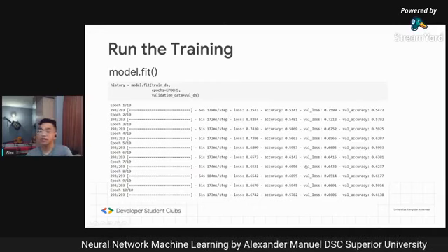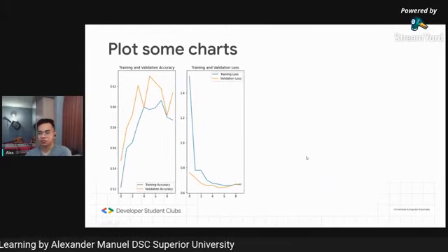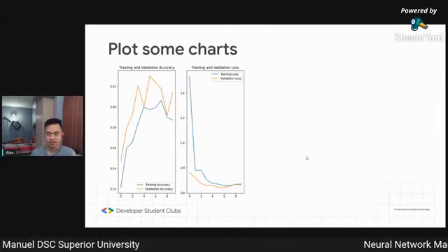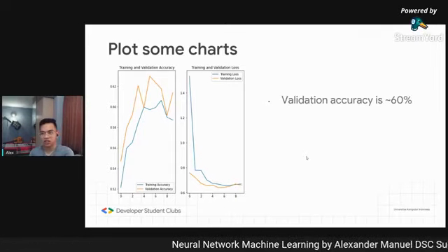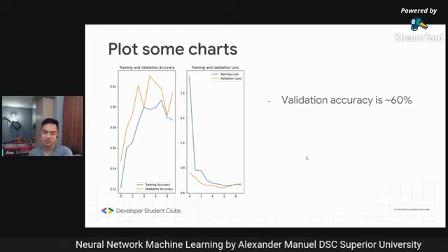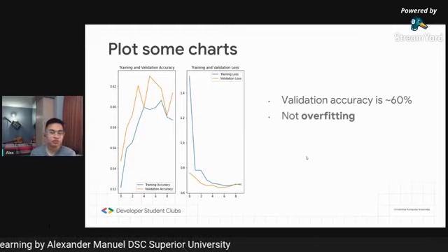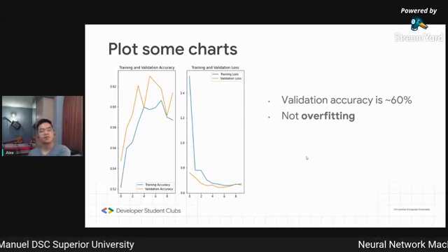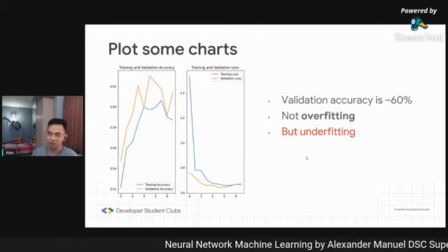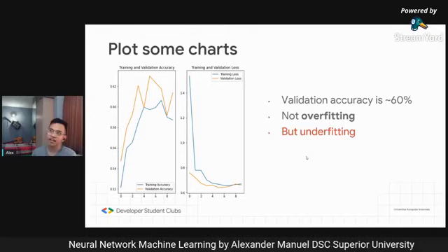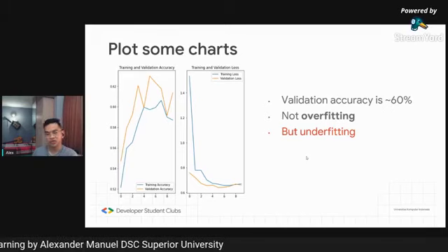We'll print something like this, and then you can plot some charts. In this case, it's around 60%, and it's good. It's not everything, but it's under 15. So there's a problem. I don't want to say it's a problem, but there's something that we don't get.